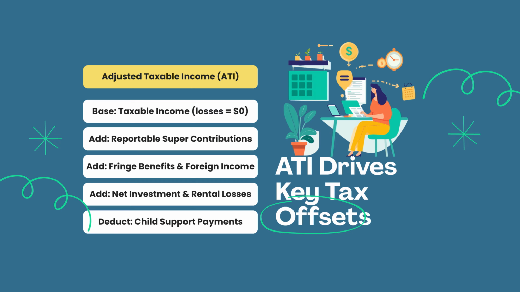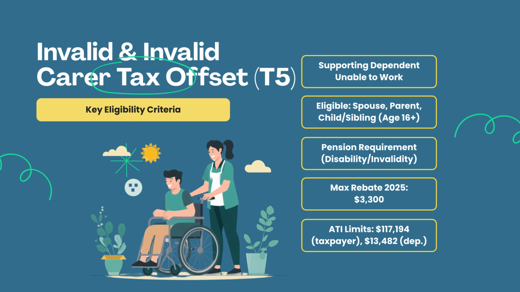At item T5, we have the invalid and invalid carer tax offset. This is a non-refundable offset worth up to $3,300 for the 2025 year. To claim this, the client must maintain a qualifying dependent, like a spouse, parent, or adult child, who receives a specific disability or invalidity pension. Alternatively, the offset applies if the dependent is providing full-time care to someone on one of those pensions.